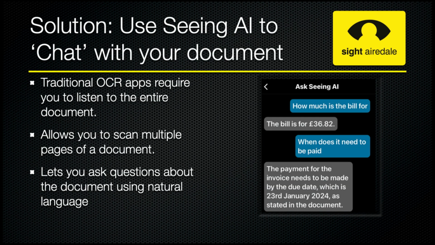Traditionally, text-to-speech software reads the entire document, starting at the top and not stopping until it reaches the bottom. This means you have to listen to lots of irrelevant information until you get to the information that you want. Seeing AI allows you to scan a document and then ask questions about that document. Let's see how this works with a menu from Paula's favourite restaurant.